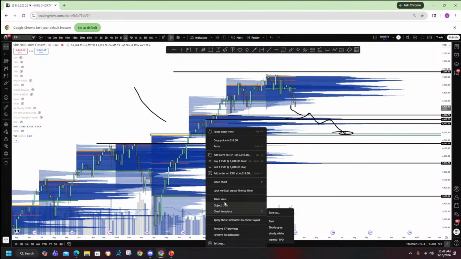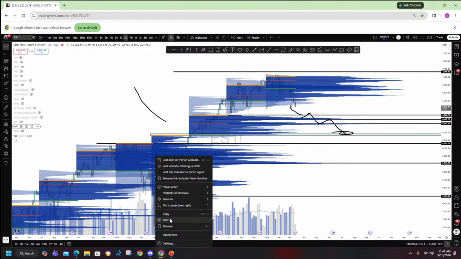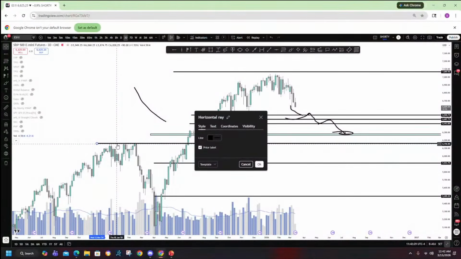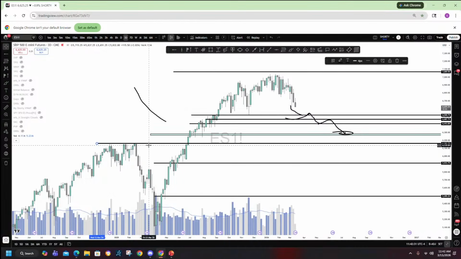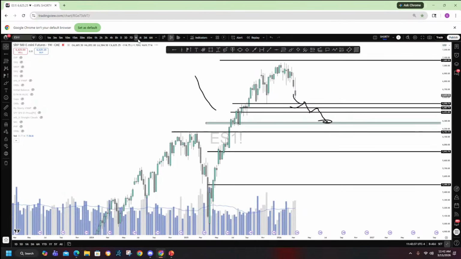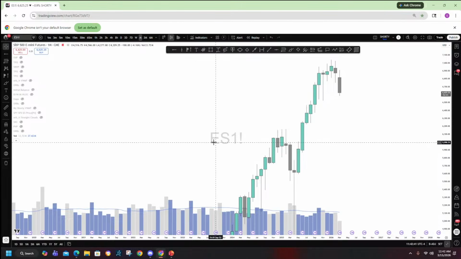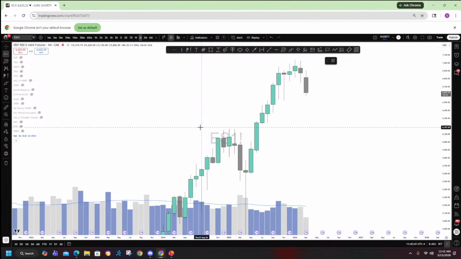I'll hide this so you guys can see a lot of other stuff. Would this level be important right here? Yes, oh yeah, it's the previous all-time high. Has this level been tested? No. So let me give you guys a monthly view now so you can see it here. I'll just delete everything here. We're talking about this level right here.